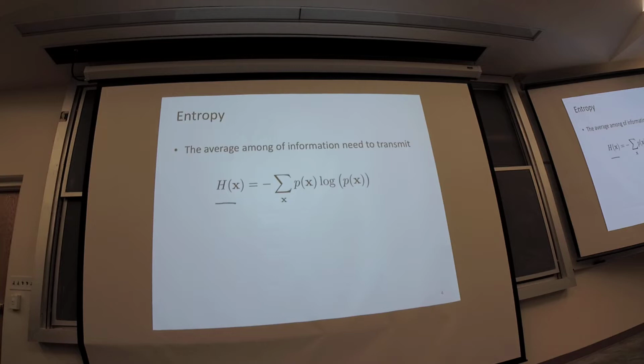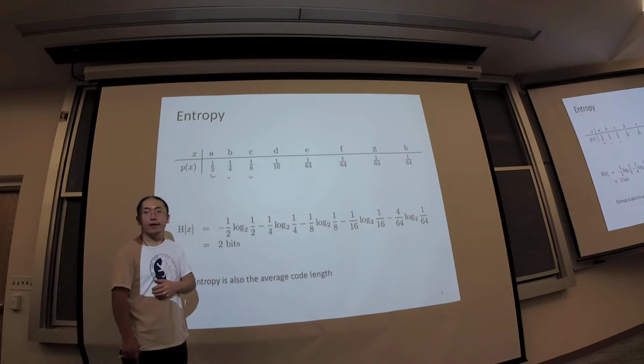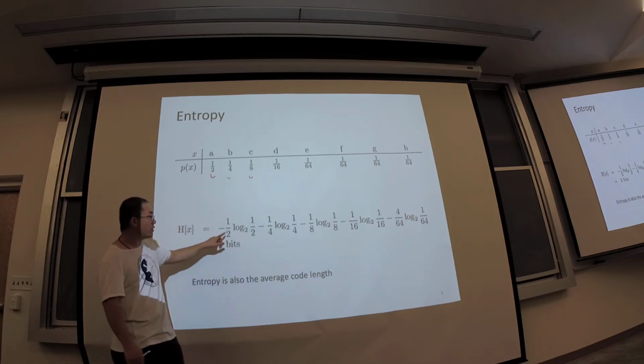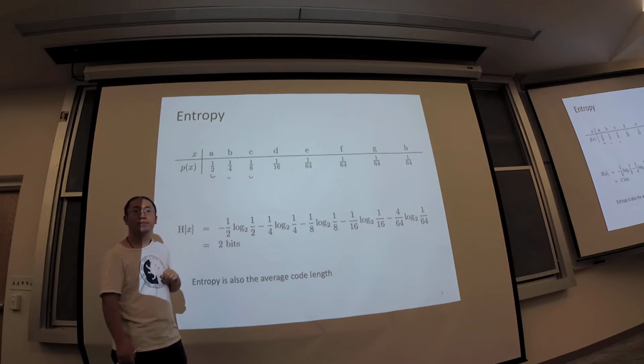Let us look at one example of entropy. Suppose our random variable x can take 8 values, taking a value from A to H, and these are the probability masses: 1 over 2, 1 over 4, 1 over 8, and so on. We can calculate the entropy. According to the definition, you need to sum over all the possible values x can take. For each summand, you take the negative logarithm of the probability and then weight it by the probability. That's just the definition of entropy.